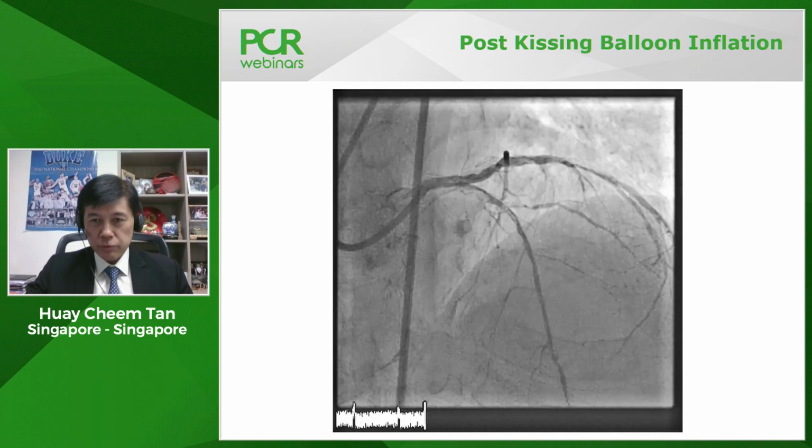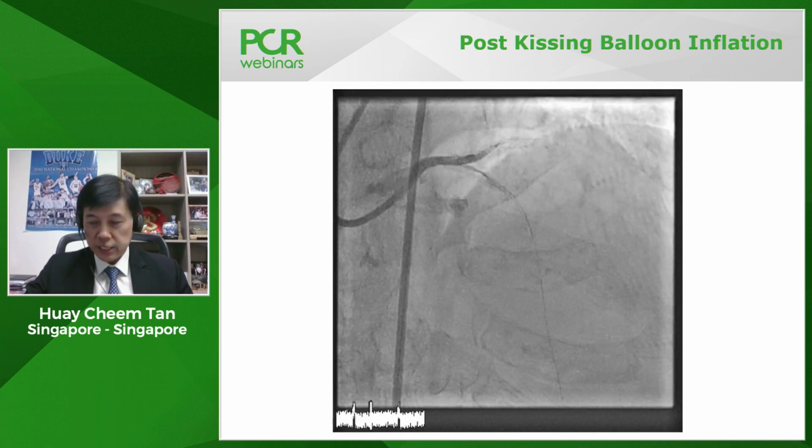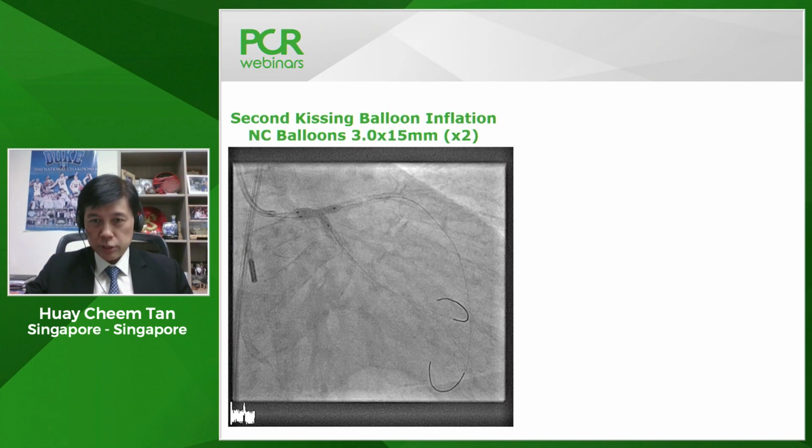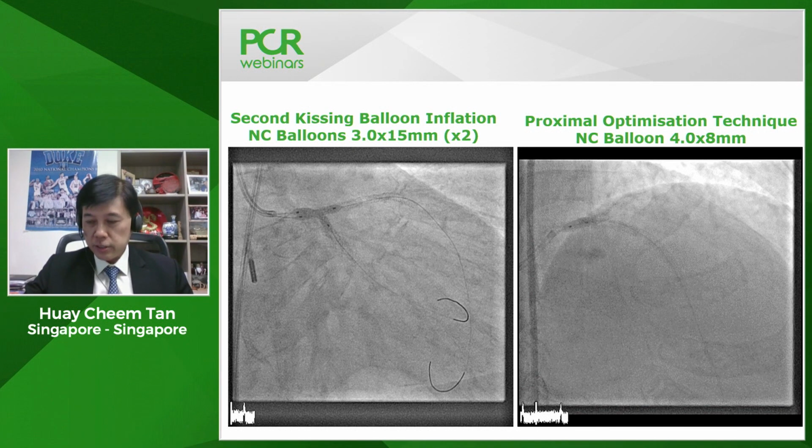Certainly, you can see that the LAD requires a bit of work. The disease is very diffuse and extensive. And so this is what I did. I did a sequential overlapping deployment of two stents, a smaller stent in the distal part and a bigger stent in the proximal part. And then we do the second kissing, passing now a guide wire through the middle or either the proximal or the central part of the stent in the side branch, and then crossing in to do a kissing balloon inflation. Again, we follow this concept here of a sequential approach. This is following the second kissing balloon inflation.